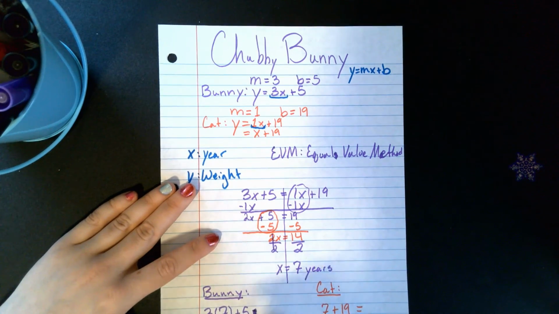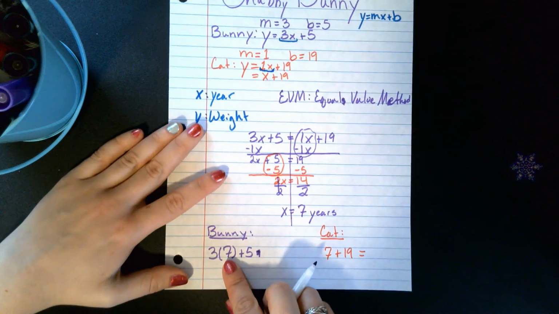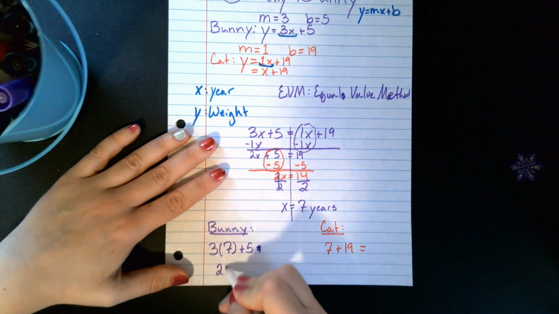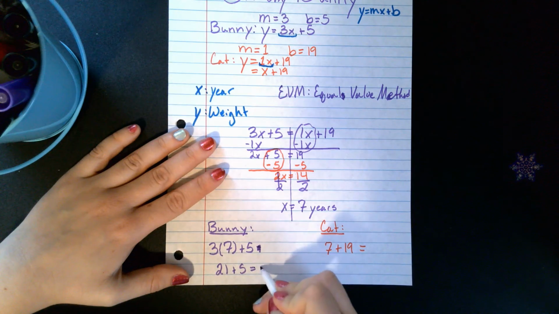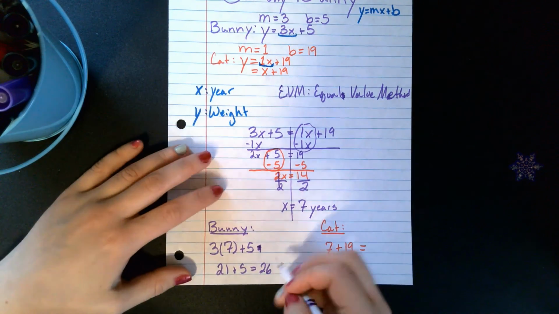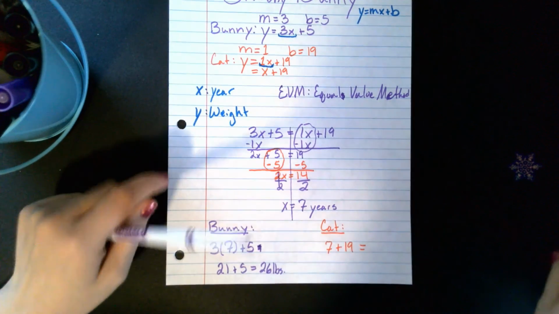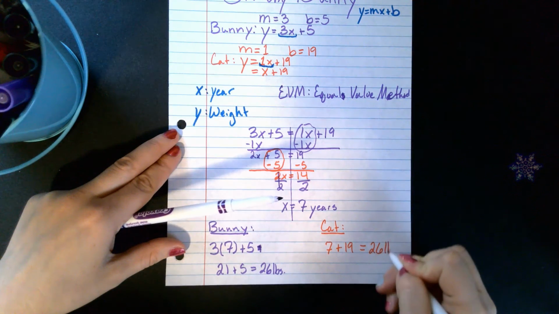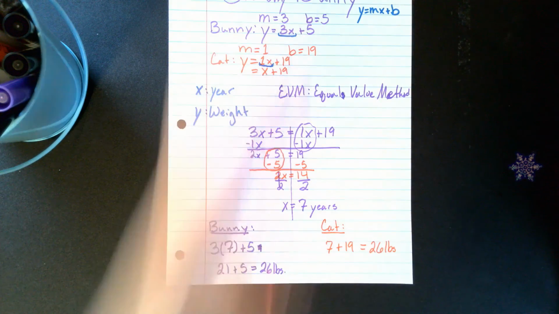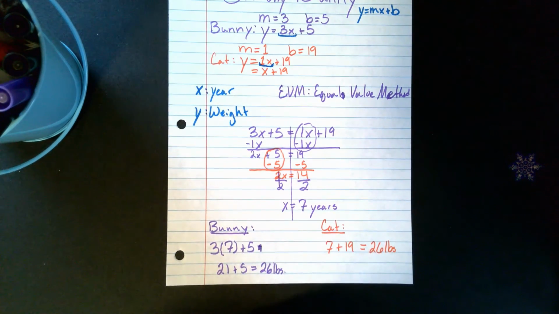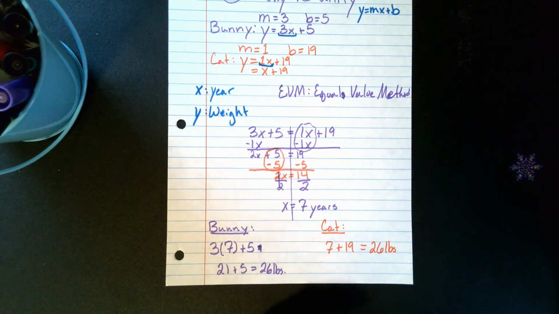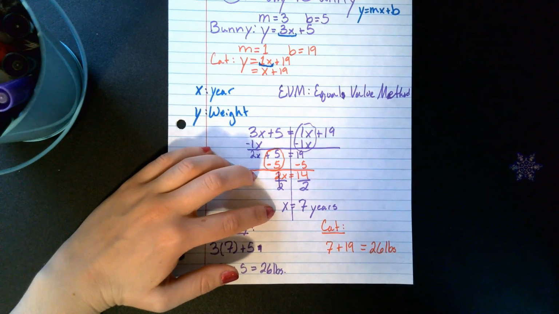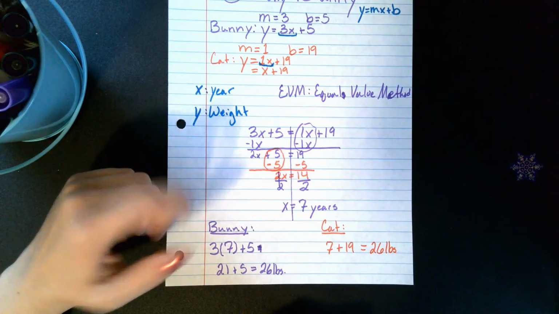Okay. 3 times 7, oh, sorry, I'm off my paper. 3 times 7 is 21. 21 plus 5 equals 26. Okay, so the bunny weighs 26 pounds. Let's see if I did this correctly. 7 plus 19 is 26. Perfect. So the cat will also weigh 26 pounds. So I did this correctly. They both weigh the same amount. So you'll have to tell me, is 26 pounds way too heavy for a bunny and a cat? I don't know. You'll have to let me know. Anyway, we've answered the question.